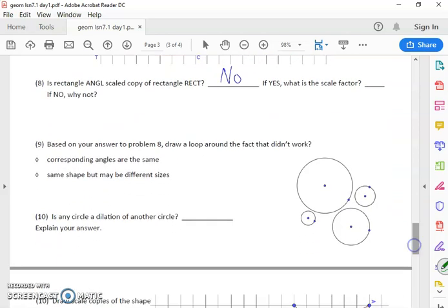And so the question here is, which one doesn't seem to work? The corresponding angles still stay the same, but the shapes were not the same shape. They're both rectangles, but they're not different sizes of each other. Last question: are circles dilations of each other? The answer is always yes. This completes the last page.